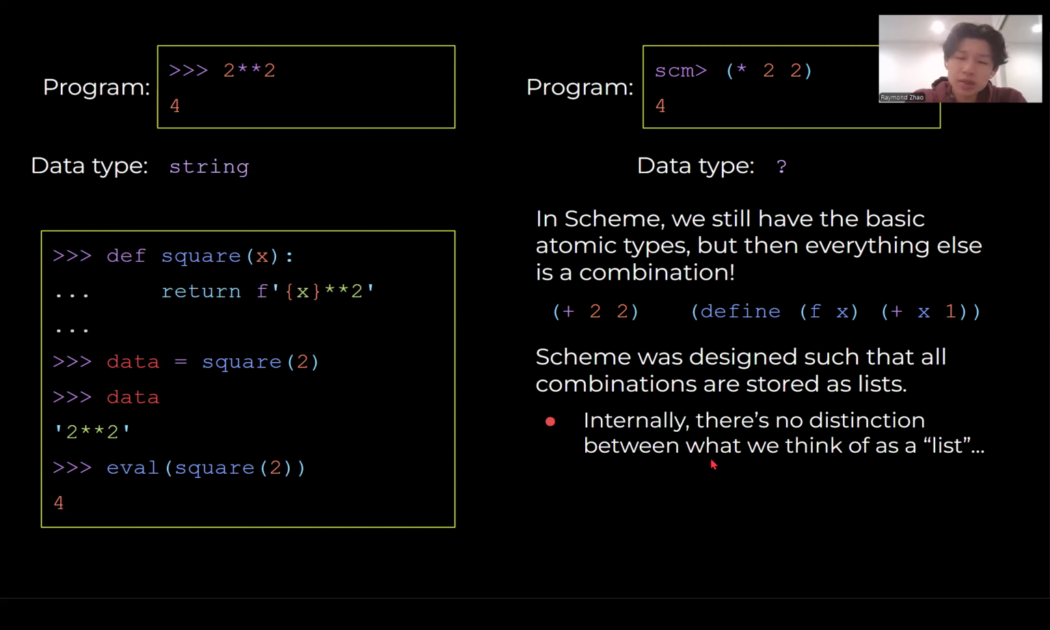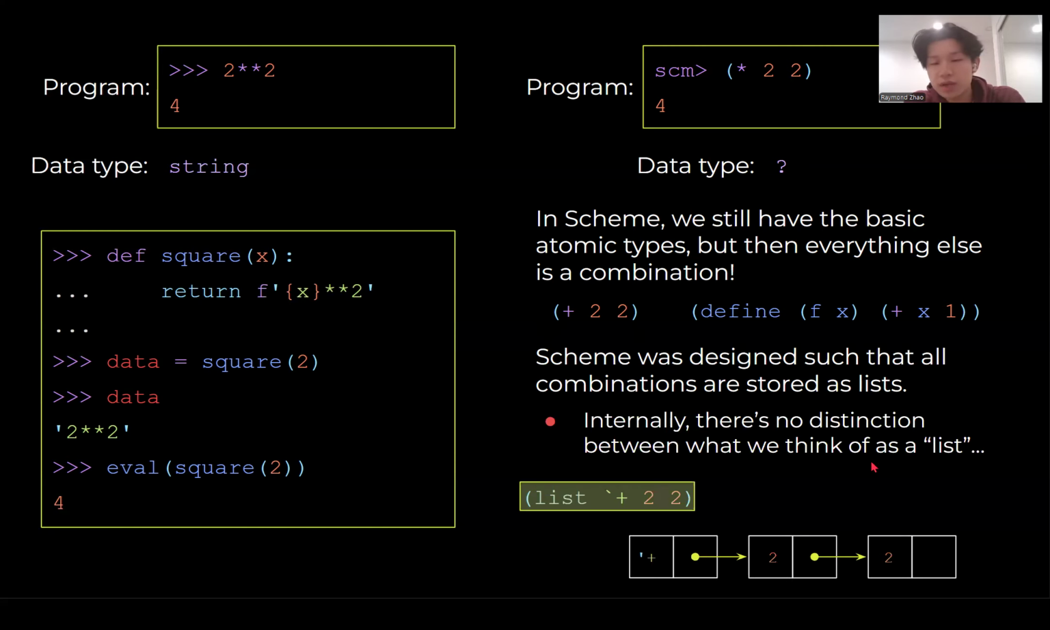Okay? So internally, there's no distinction between what we think of as a list, like a list that looks like this, and an expression that looks like this, right? All of our expressions, all of our call expressions are really just lists. They look like lists, and that's exactly what they are.